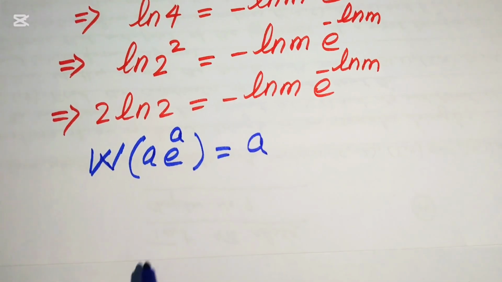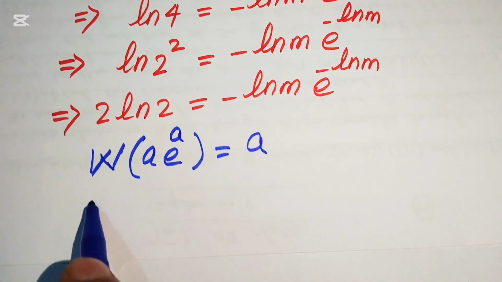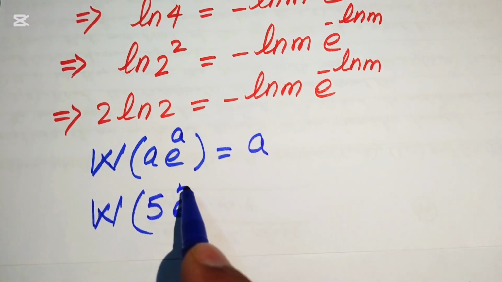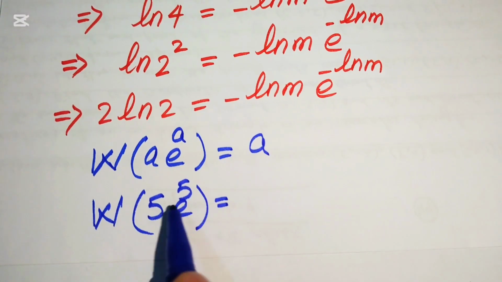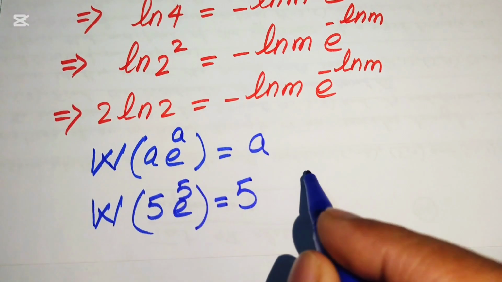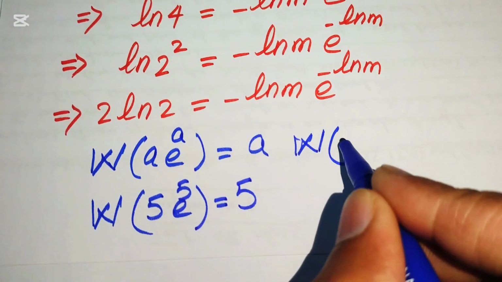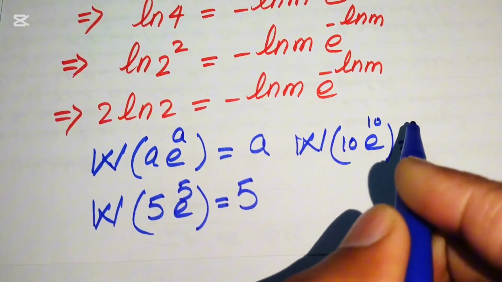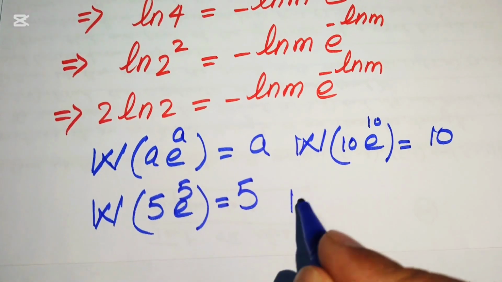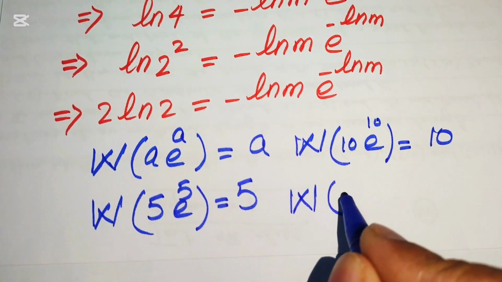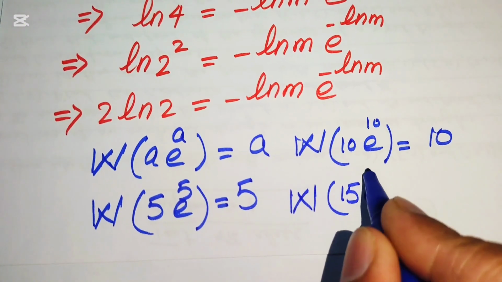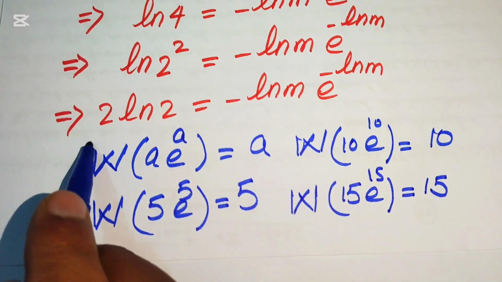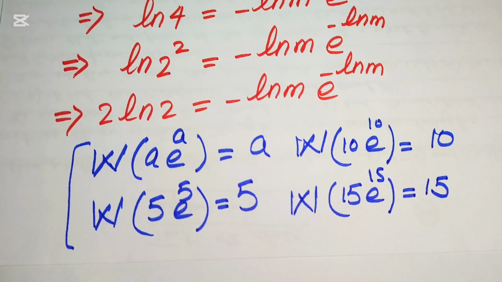so its exponent is a. Okay, similarly, I can give a particular example of this Lambert W function. If you have W of 5 times e to the power of 5, then the output of this function will be 5. And similarly, if you have W of 10 times e to the power of 10, then the output will be 10. And similarly, if you have W of 15 times e to the power of 15, then this will be equal to 15. Okay, so this is a little introduction about the Lambert W function.